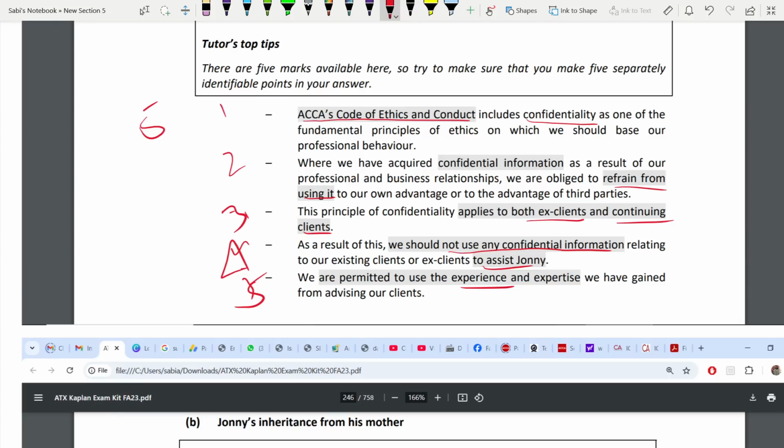Maybe you have become a consultant by advising our clients over and over again. You got some experience in that field that you can use to help Jonny. But any confidential information you can't pass. So this is the starting point.